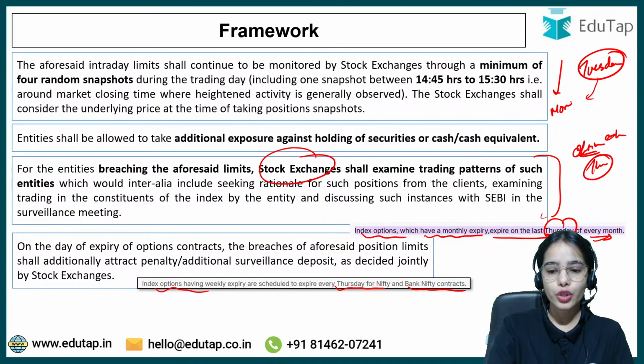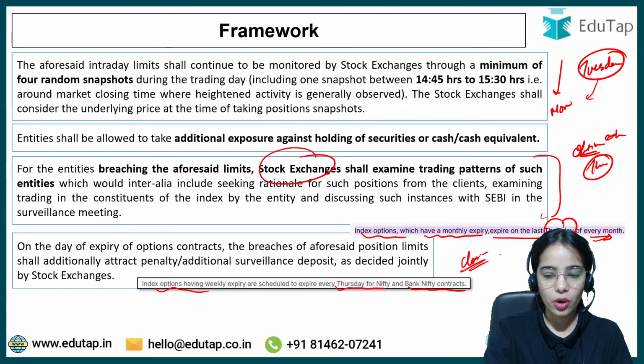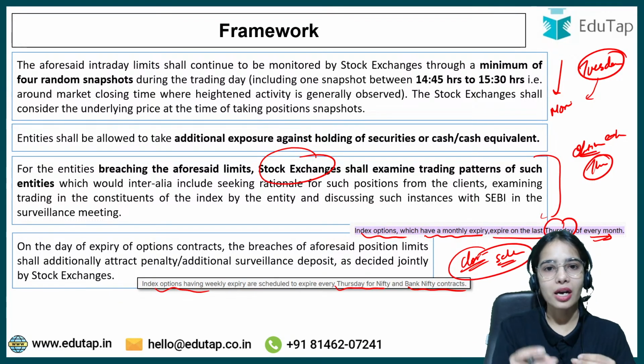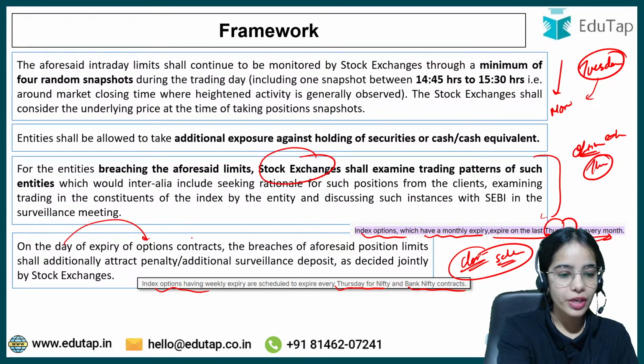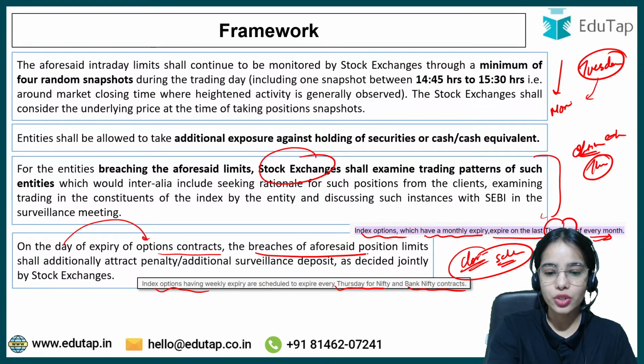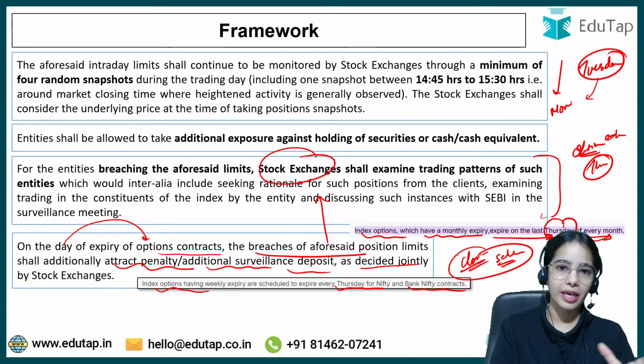Okay, so you are closing off your position, you are selling off the contract, but it doesn't mean that the contract is expiring on the same day. It expires on the Thursday. So on the day of expiry of option contract, the breaches of aforesaid position limits shall additionally attract penalty or additional surveillance deposit as decided jointly by the stock exchanges.